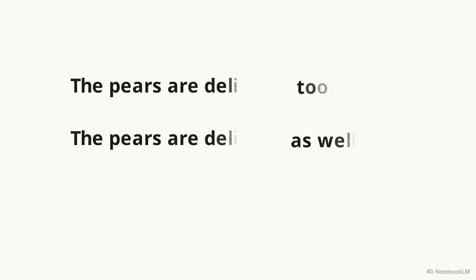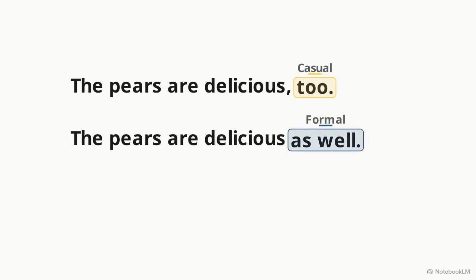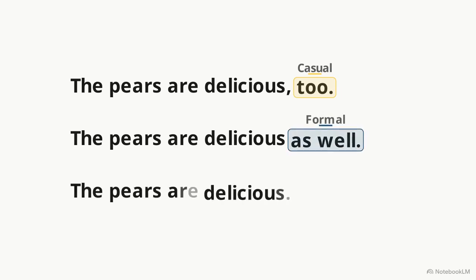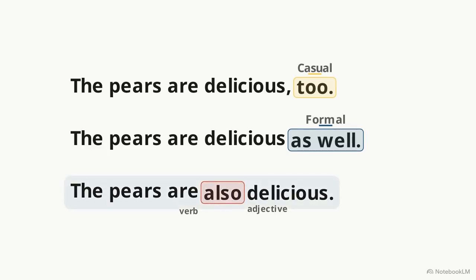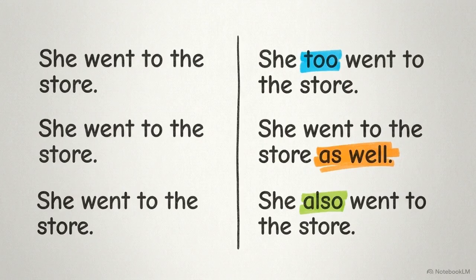Applying the end of sentence rule gives the casual, the pears are delicious too, and formal, the pears are delicious as well. The medial rule nests also straight into the middle, right before the adjective. The pears are also delicious. All 3 of these sentences output the exact same facts. Rotating through these variations prevents your speech from sounding flat or repetitive.